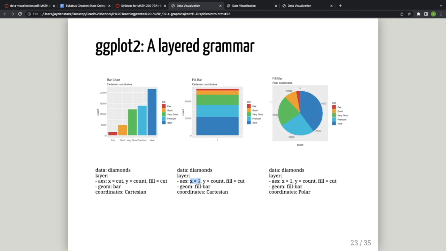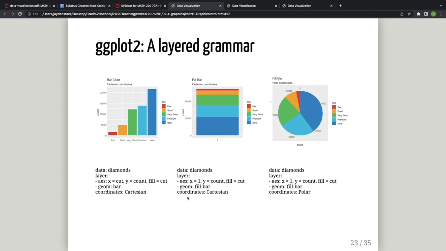So x equals 1, instead, we're not actually looking specifically by cut. We're just looking at one bar graph. So y equals count, same thing. Fill equals cut, same thing. But our geom this time, instead of bar, is going to be fill bar.